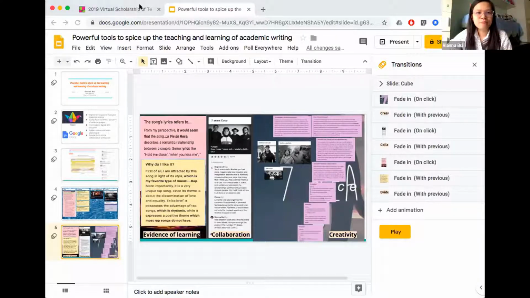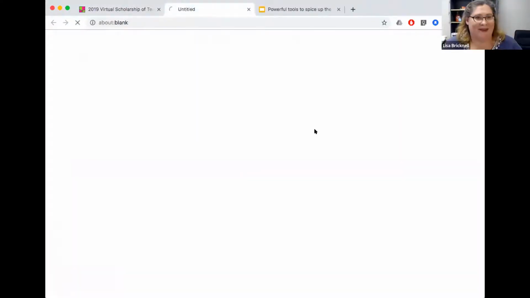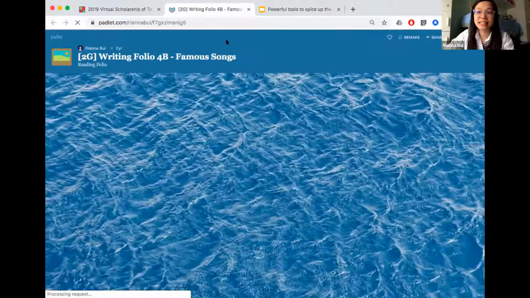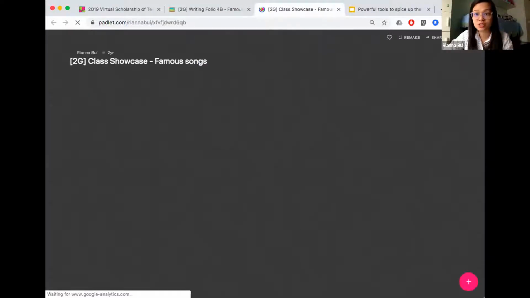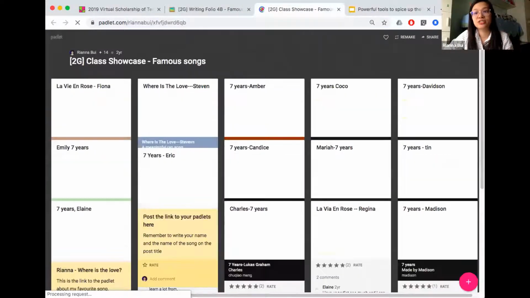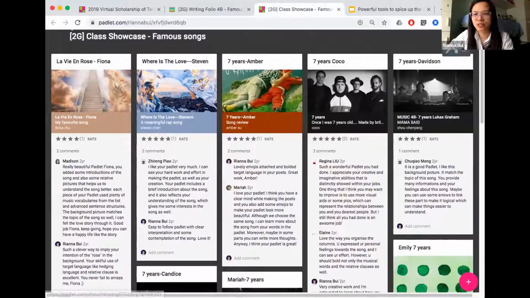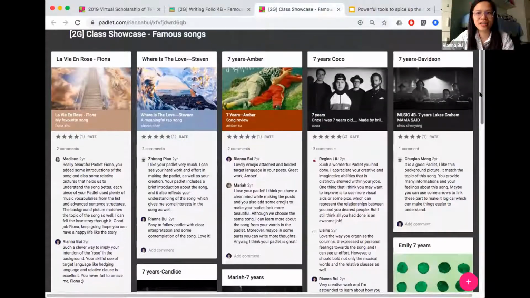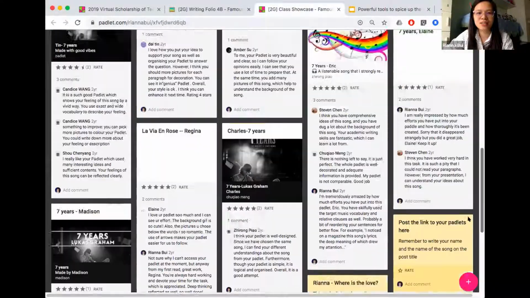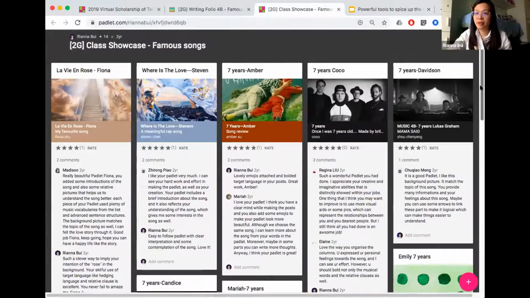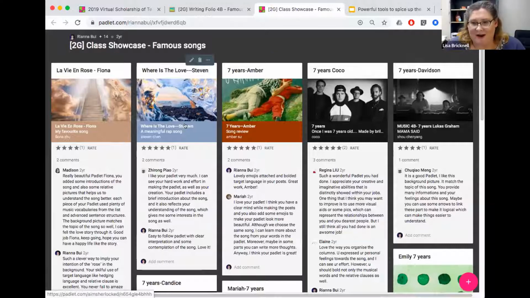Absolutely. I would love to share more, but I'm aware of time. I can see the class showcase. I have about 18 posters that students have done, and I can see that different students have different interpretations, different analysis. You can see here all of my students' posters. That is only one, so I only show one in my PowerPoint, but there are a lot. If they have time at home, my students can go to each poster and also learn from their friends. Some of them are really great.